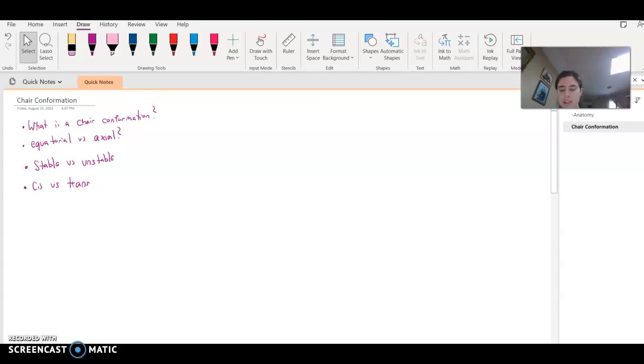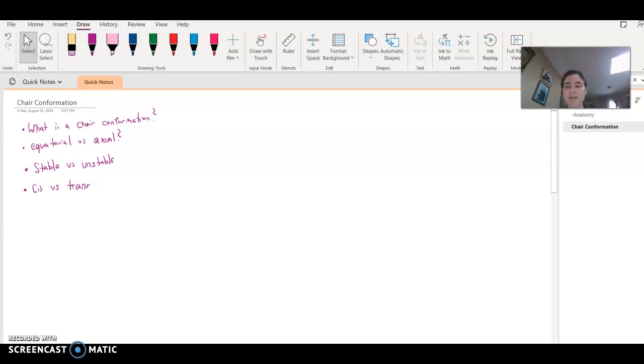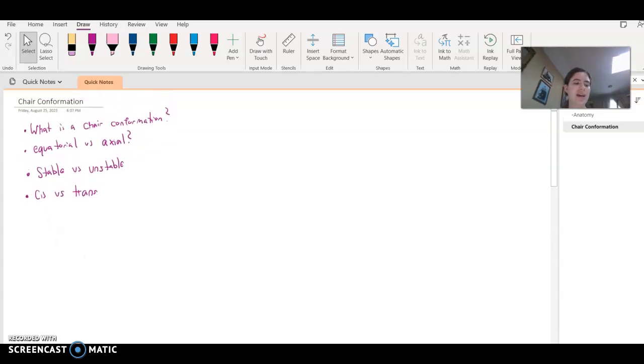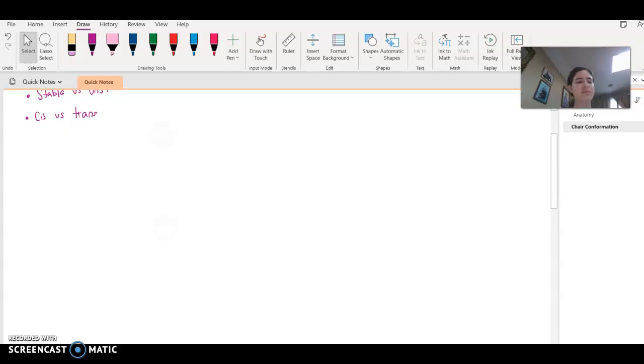So today we will be going over chair conformations. What is a chair conformation? Equatorial versus axial, stable versus unstable, and cis versus trans. After this, you will be able to turn a cyclohexane into a chair conformation and label the more stable ways to draw it.